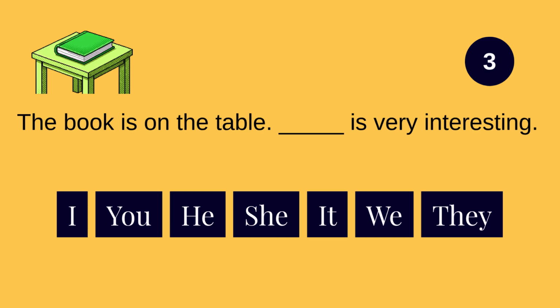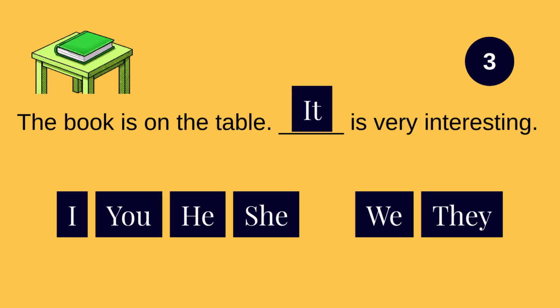Question 3. The answer is, the book is on the table. It is very interesting. It refers to the book. The book is a thing.